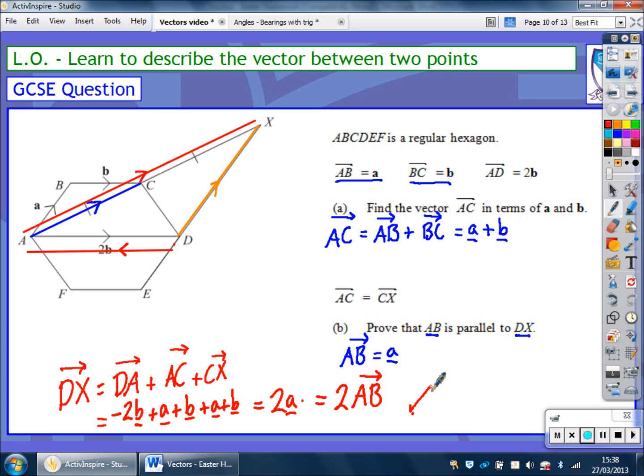Okay, now you should be in a position to attempt question 2 of task A on your homework. So pause the video and have a go at that. Rewind the video if you need to go over the explanation again.